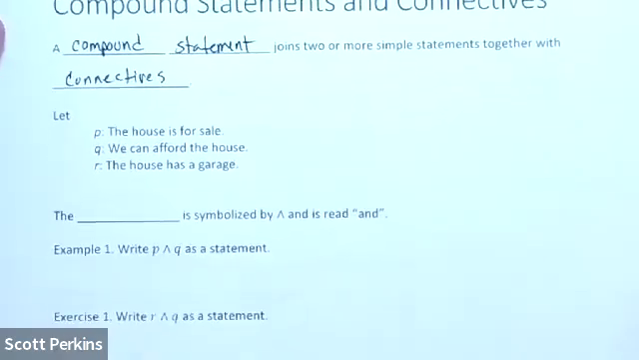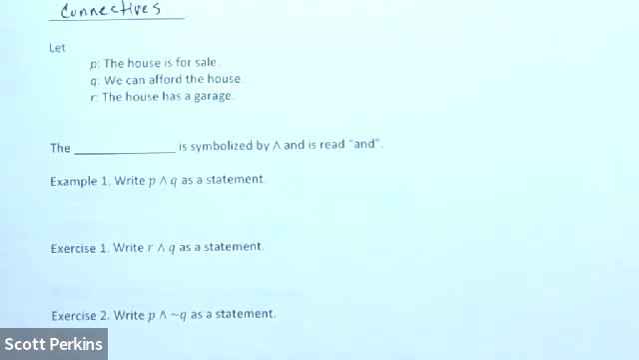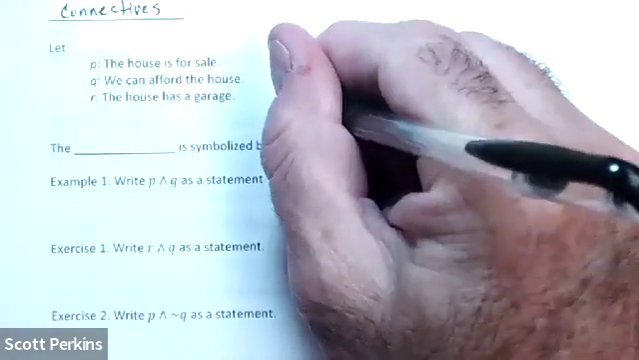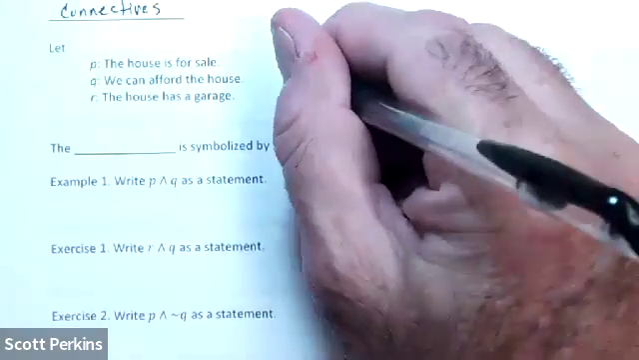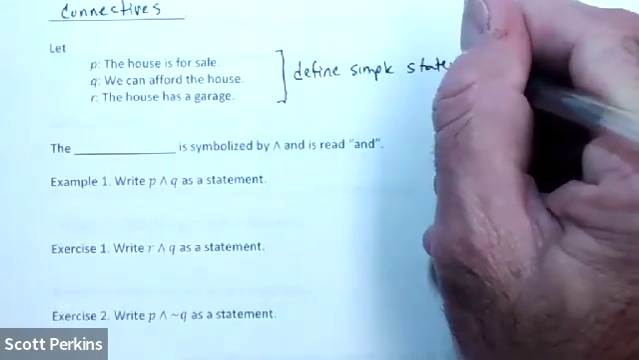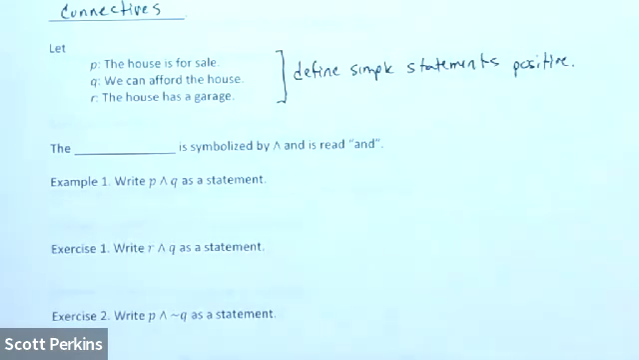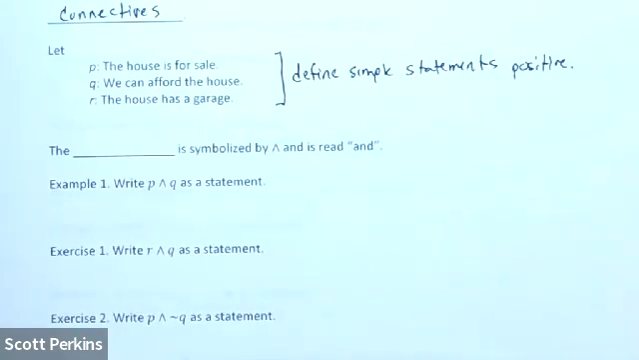So here are three simple statements. The house is for sale. We can afford the house. The house has a garage. You're probably going to get tired of those statements by the time we're done, and I'll change them a little later. Now, I want you to notice this. From here on out, what I said in the previous section is true. When I define simple statements symbolically, we always define our simple statements positive. If you have to express a not, you use your squiggly like we talked about before, and we're going to see that.